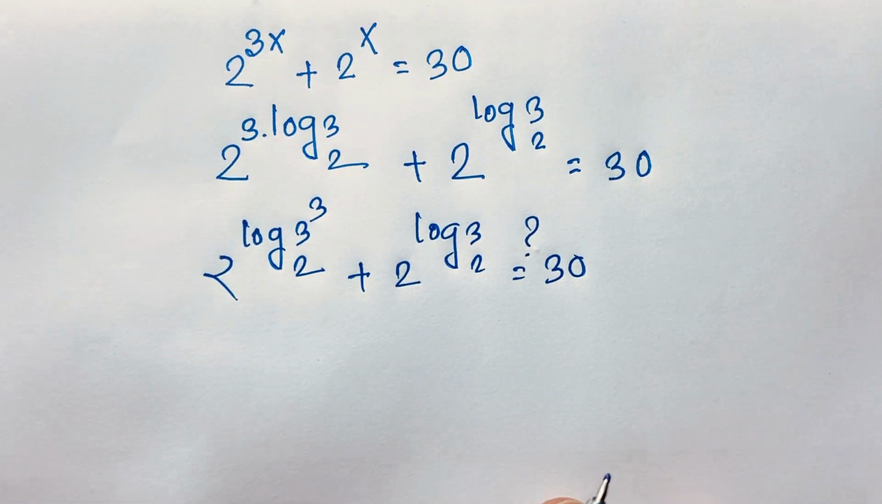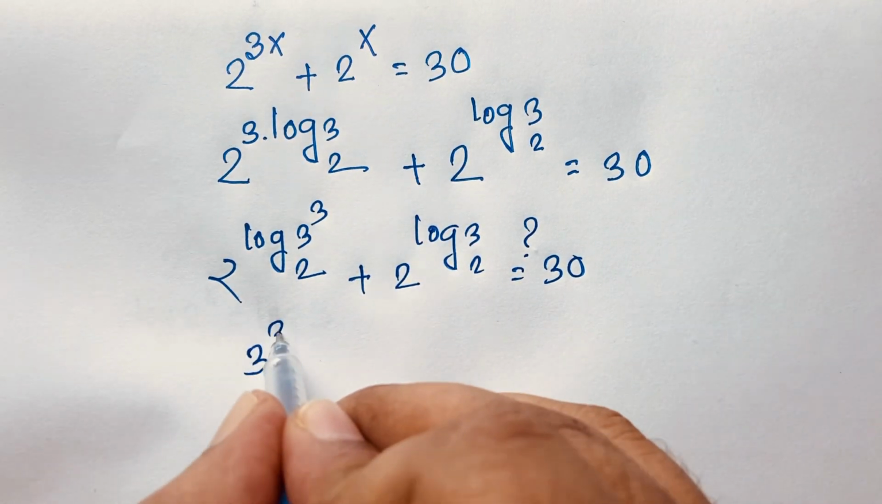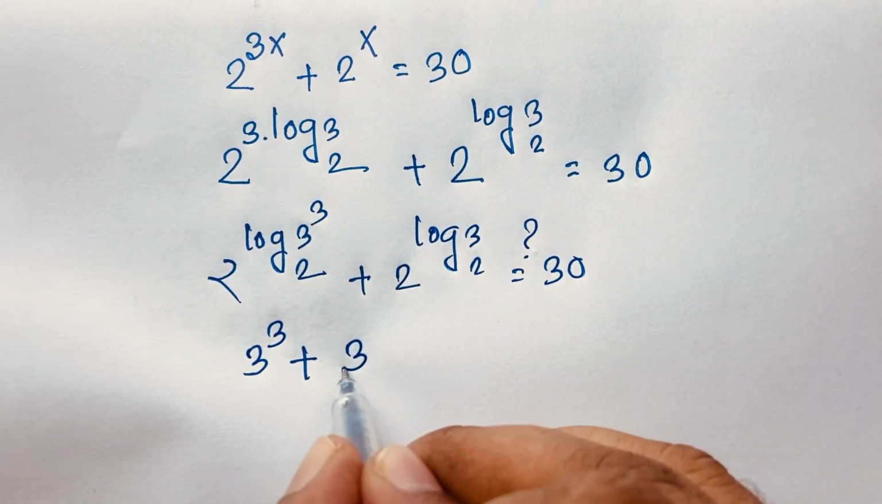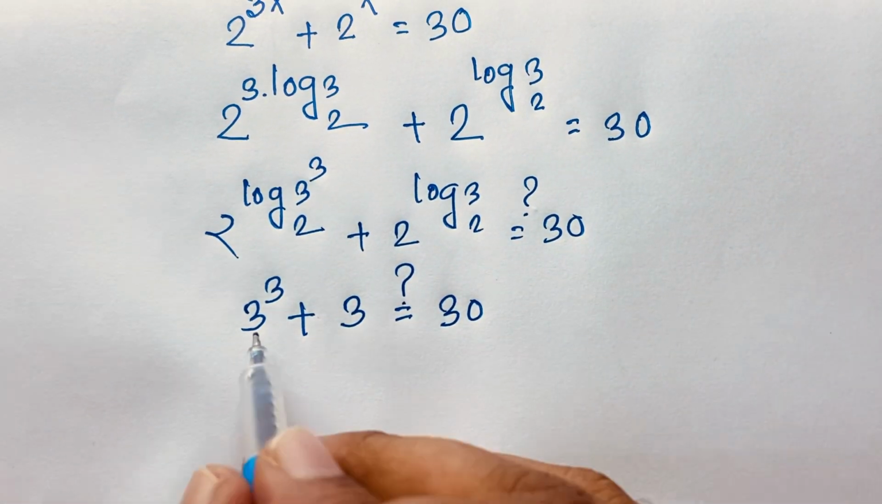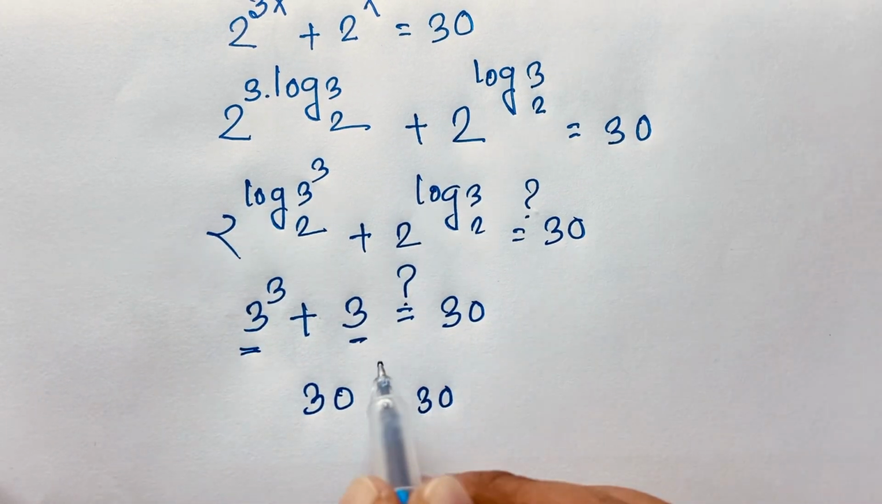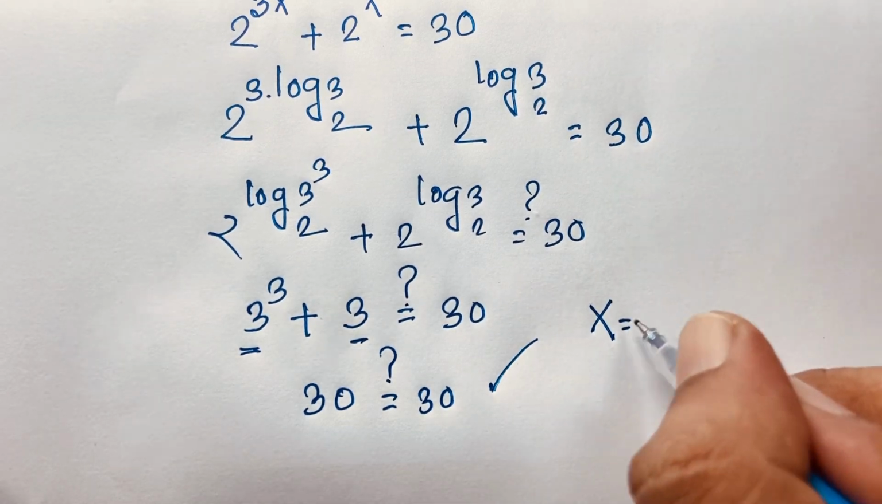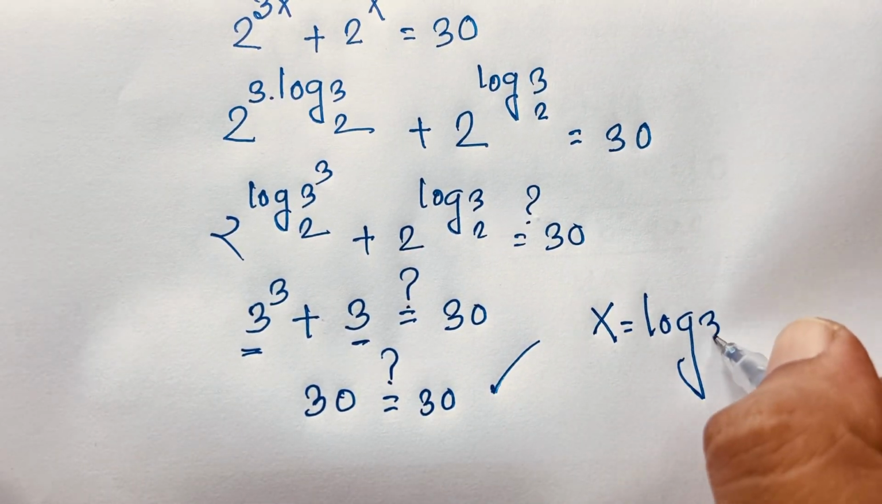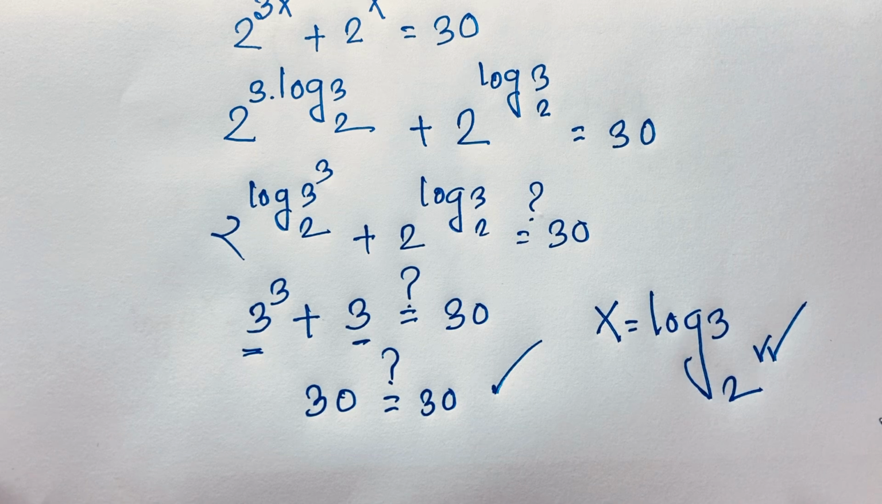Now at this moment you can see easily, according to logarithm rules, it will be 3 to the power 3, and it will be 3, is equal to 30. Now you can see easily here 27 plus 3 will be 30, is equal to 30. So the left hand side and right hand side are equal. So our final answer: x is equal to log 3 base 2. This is the value of x in this exponential maths Olympiad question.